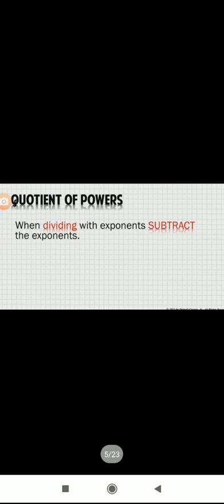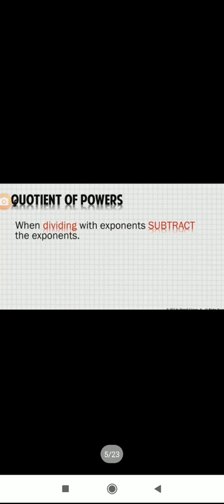Now comes the second law, quotient of powers. When dividing with exponents, subtract the exponents. Means when the base is the same but the powers are different and you have to divide the numbers, then you will just subtract the exponents as it is stated in the rule. You will just subtract the exponents. What are the exponents? m and n. So you will just subtract it. So the answer you will get is z raised to the power m minus n.